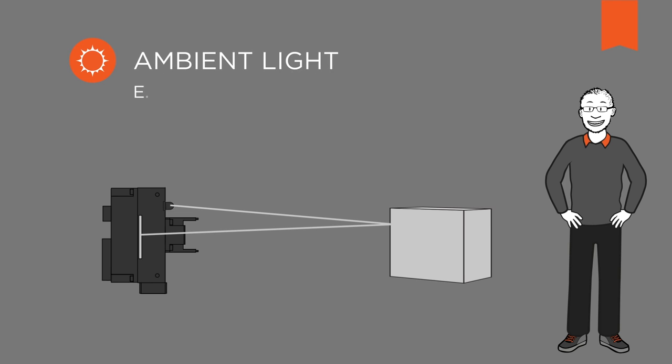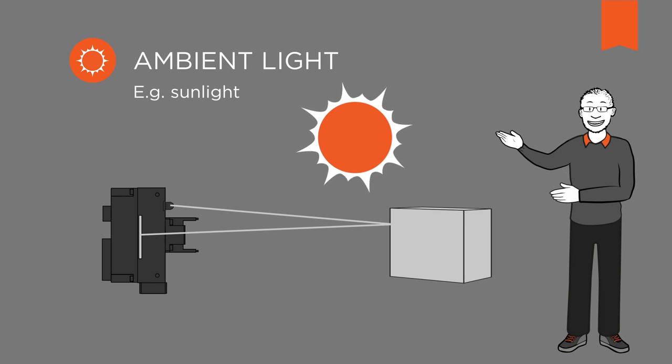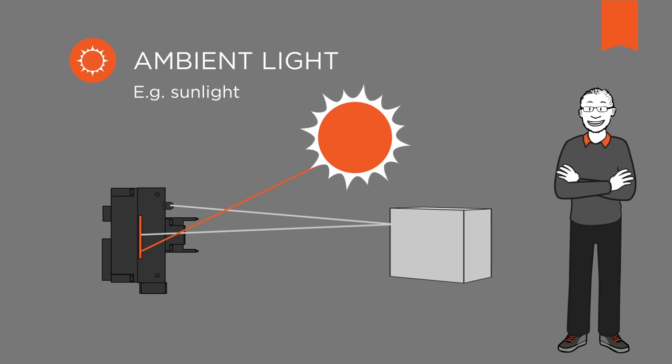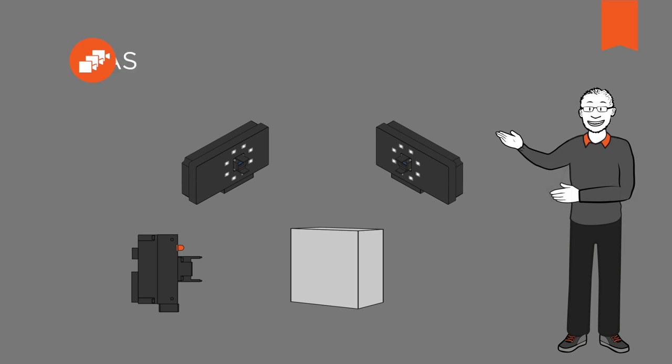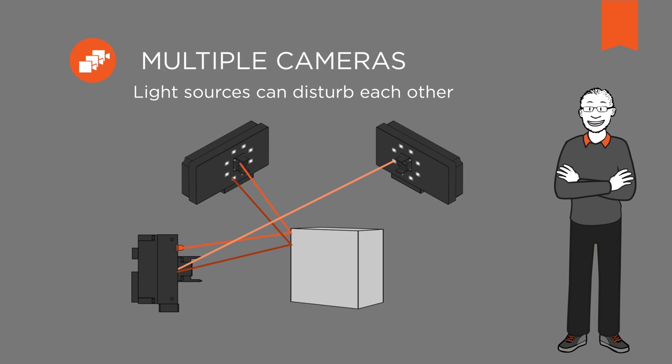Ambient light or environmental light, such as sunlight, make outdoor use difficult. The high intensity of sunlight causes a quick saturation of the sensor pixels. The actual reflected light from the light source cannot be detected. Multiple cameras can skew the measurement, because their individual light sources can disturb each other.